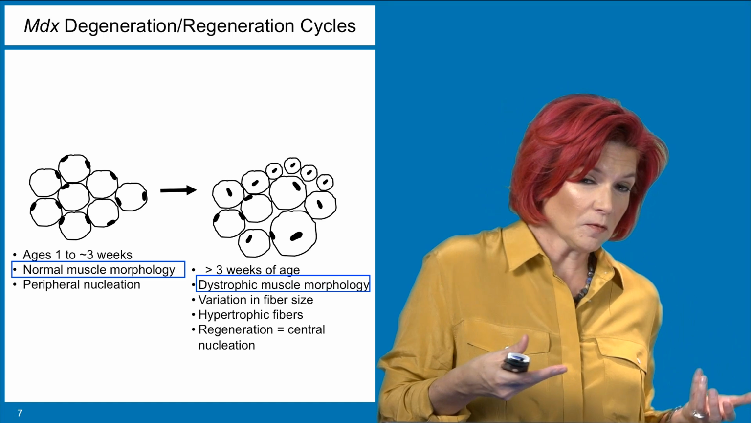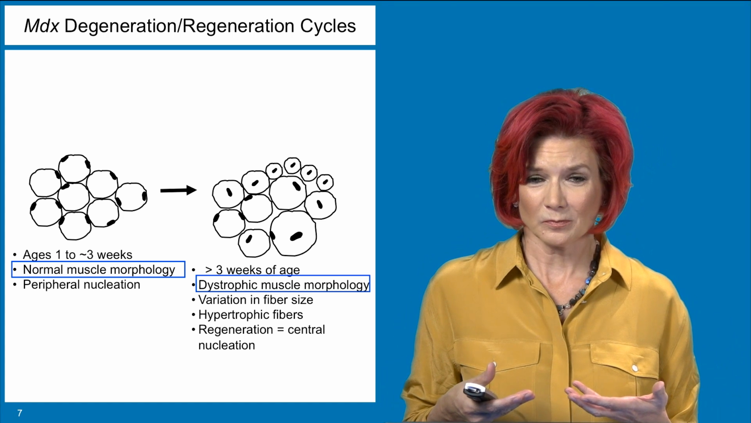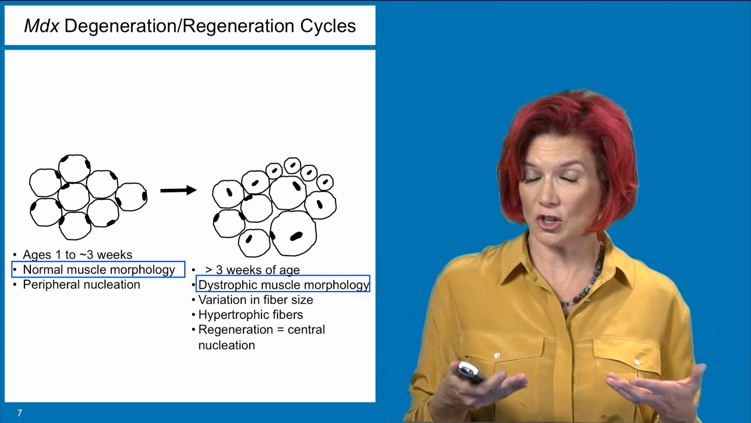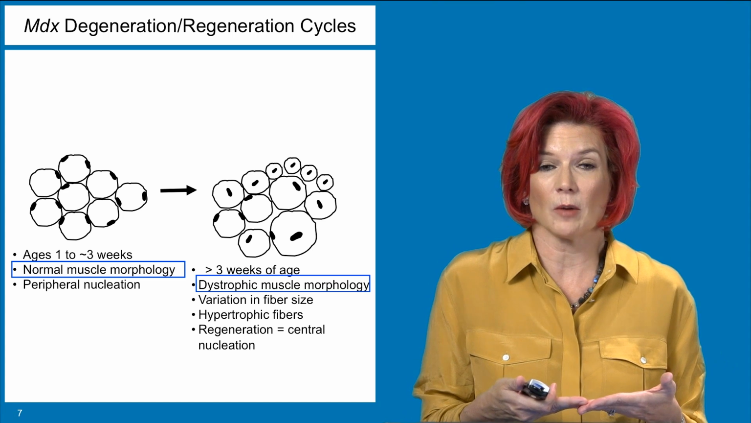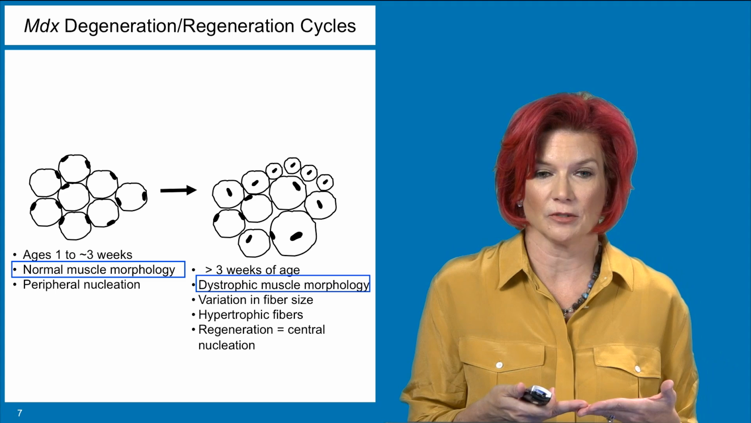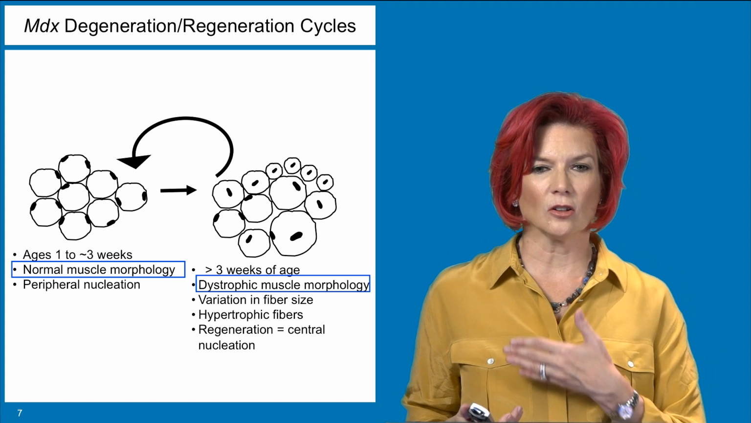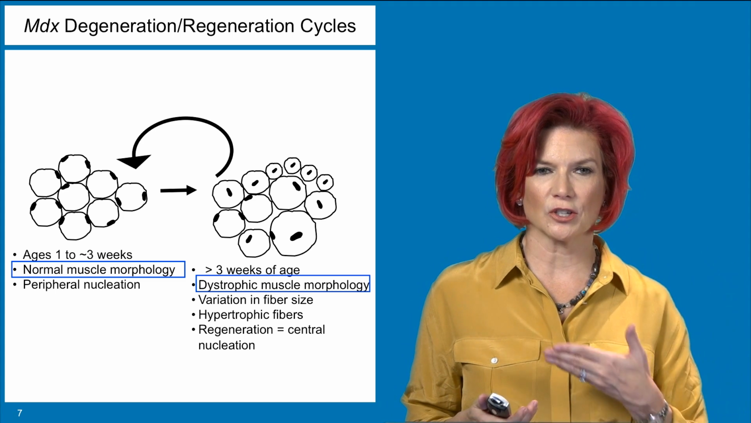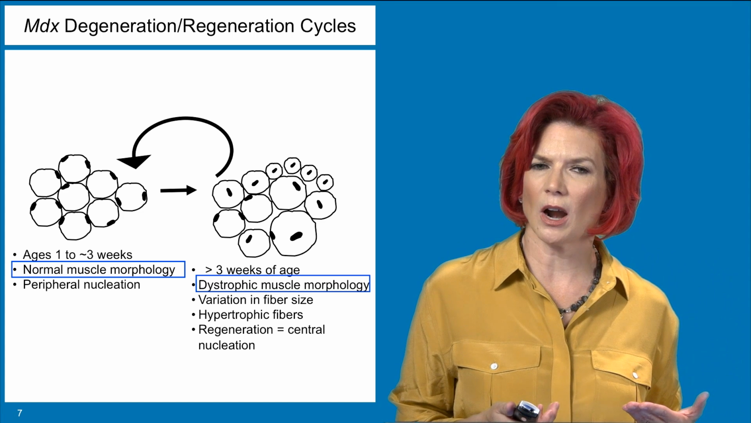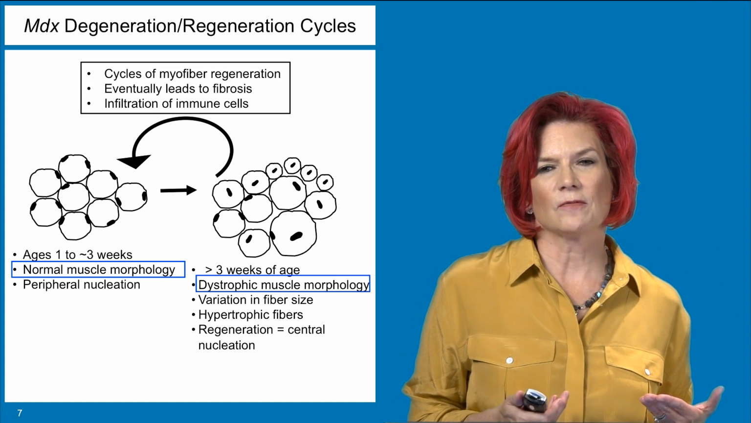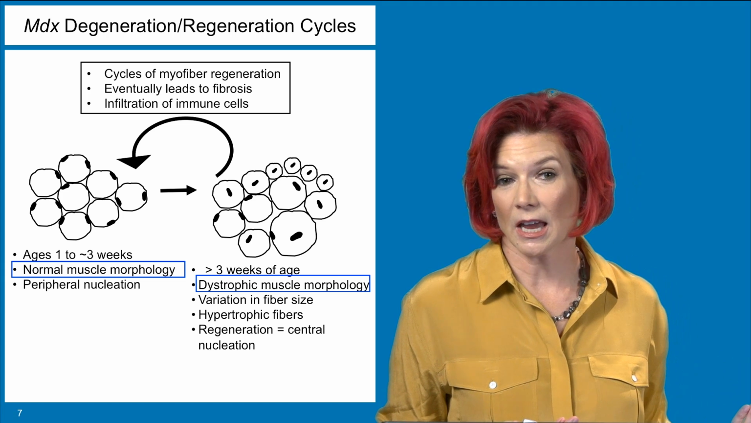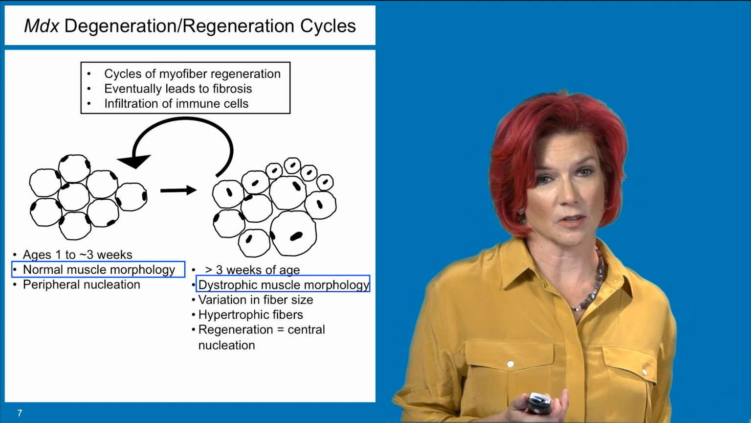Some sizes are hypertrophic, some are quite small. The nuclei are also, in general, at the center of the cell, which is a marker of a fiber that has undergone regeneration. This cycle of degeneration and regeneration continues pretty much throughout the lifespan of the MDX mouse. This eventually leads to fibrosis and infiltration of immune cells.